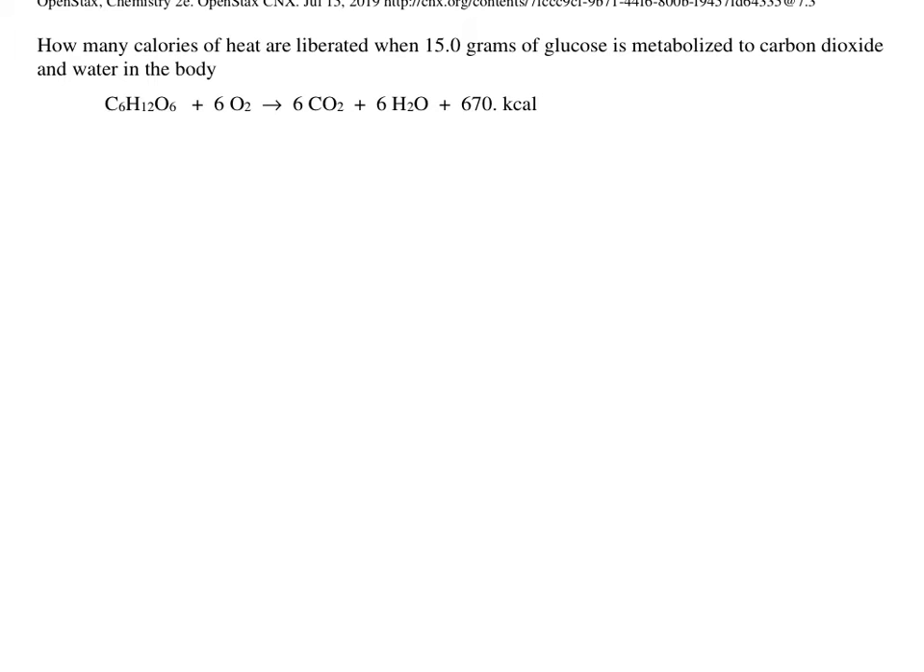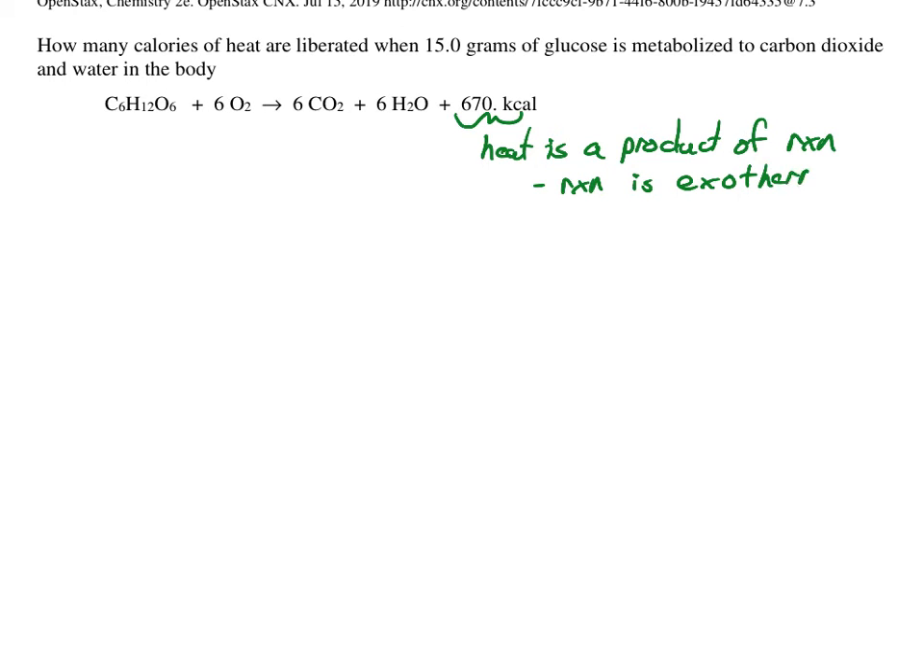This is a thermochemical equation that's written in a slightly different way. It's indicating that our heat is a product of the reaction. And that simply tells us that this reaction is exothermic. And if we wanted to write a value for delta H of this reaction, delta H is going to be a negative 670 kilojoules for the reaction as it's written.